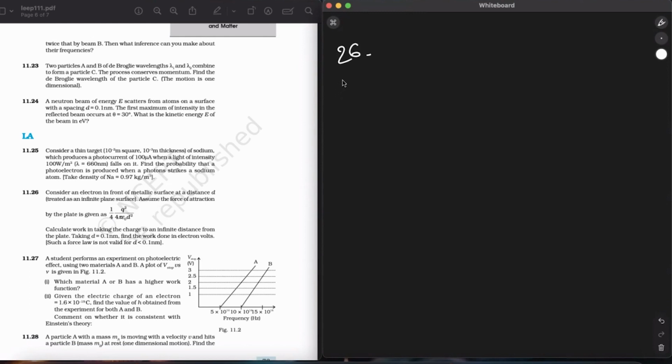Okay. Simple. So in the question, the electrostatic force given is 1 by 4 times q square upon 4 pi epsilon naught d square. Okay. So let at any instant the electron be at a distance x from the metal surface. Then we'll find the force of attraction. Then we'll just integrate it over F dx.